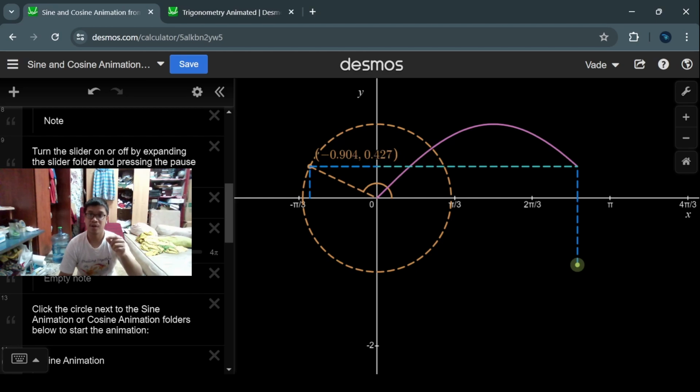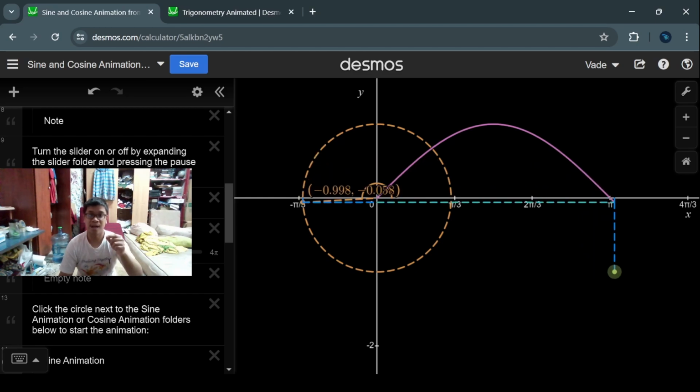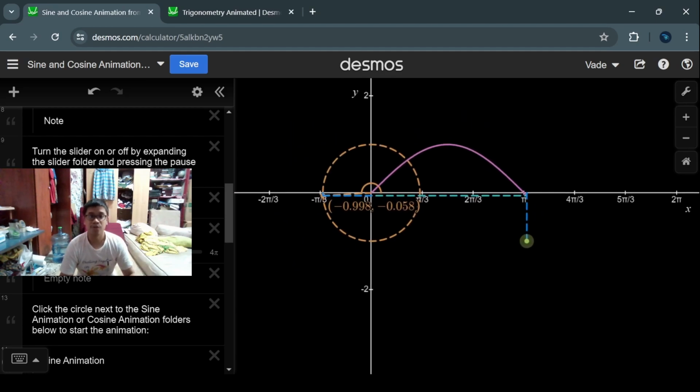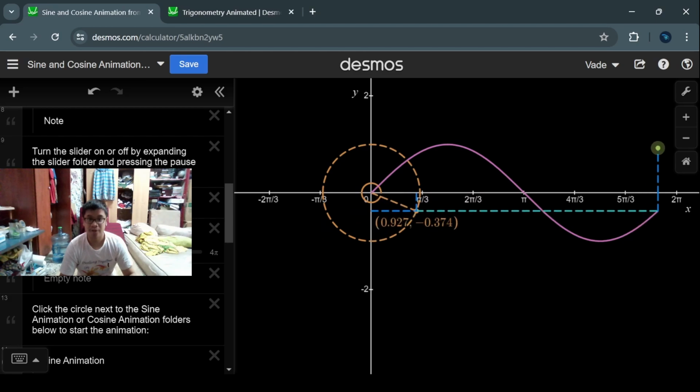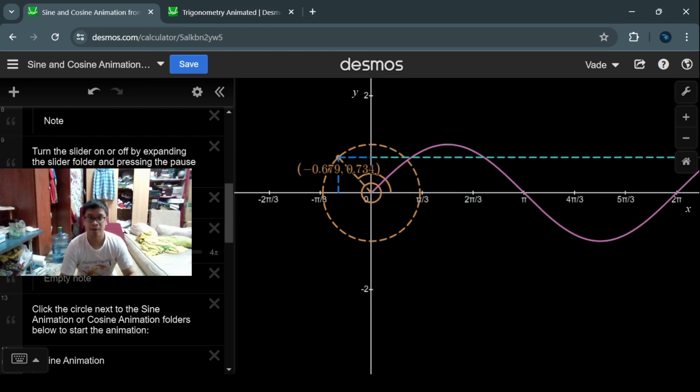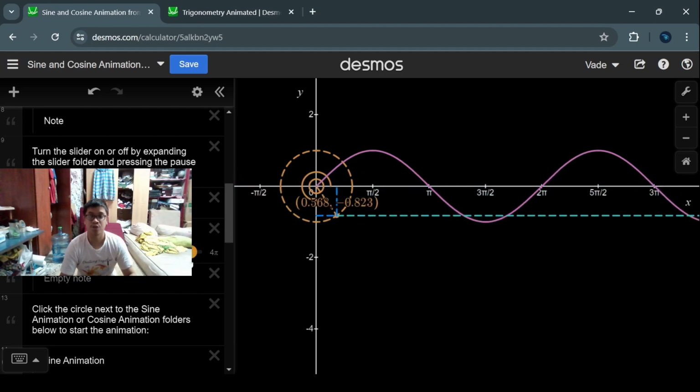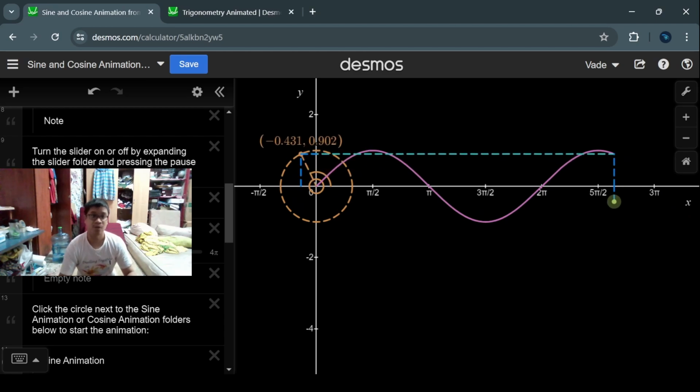Then we go further, you see your y value decreases, in which at this point it became 0.516. And then we go exactly to 180 degrees, or pi radians, and you will get exactly 0. So it makes sense why it's on the x-axis. Then we go further and further. This is what the sine function looks like. That is basically how it looks for sine.